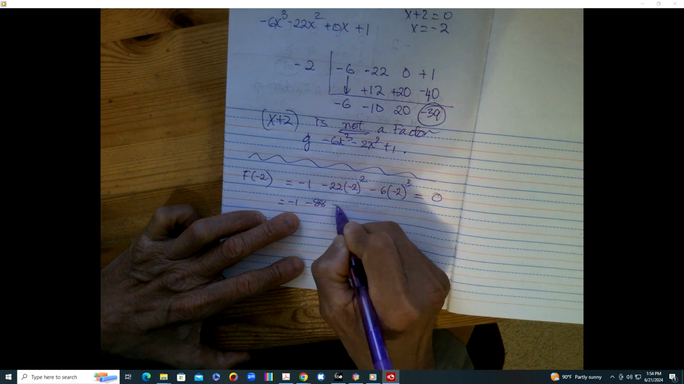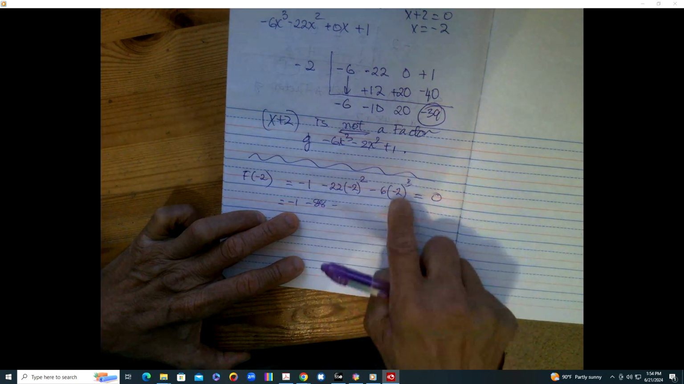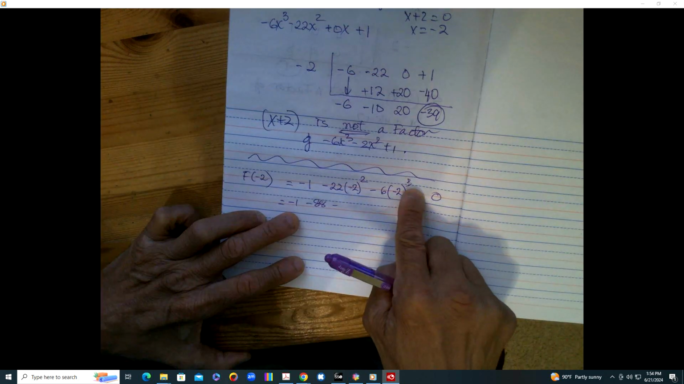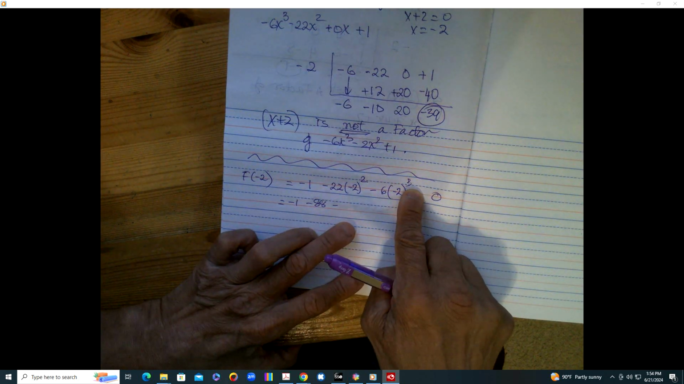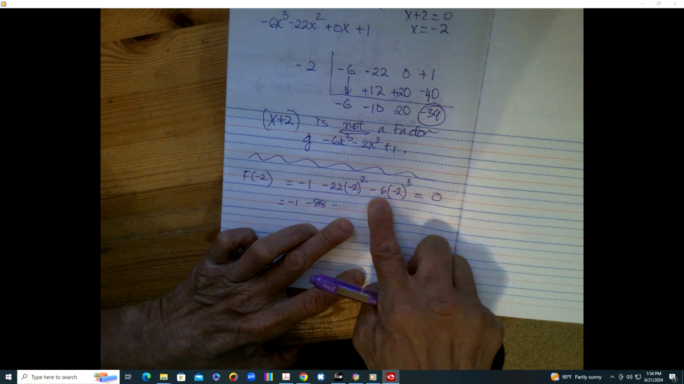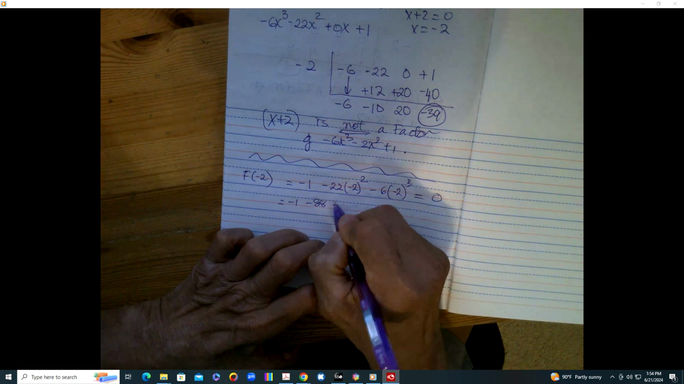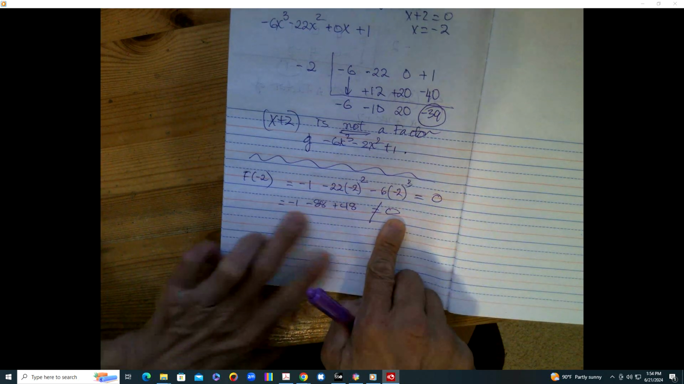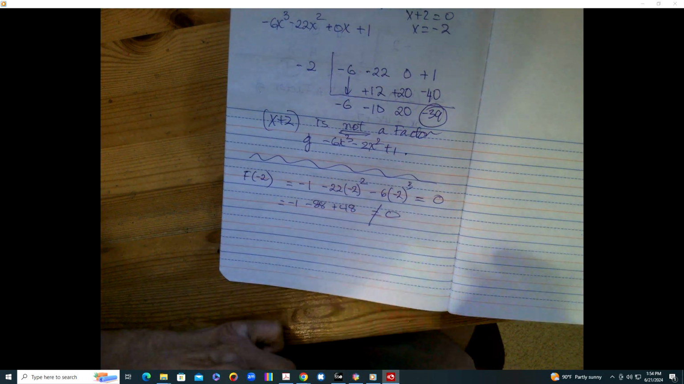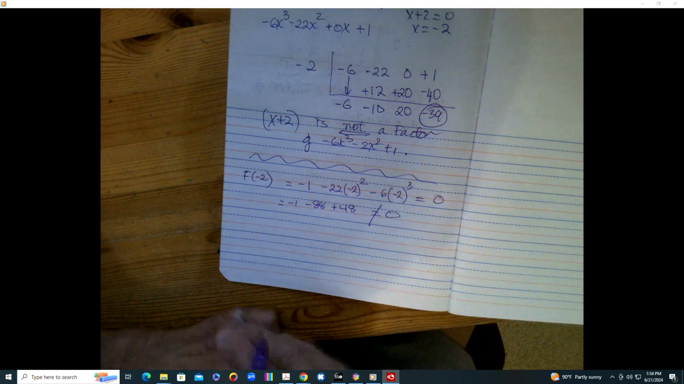And then we do the same thing. 2 to the third power is 2 times 2 times 2. That's 8. Negative 8 times negative 6 is positive 48. Clearly, this is not equal to 0, right? All right, so this is not a factor. It's not equal to 0.